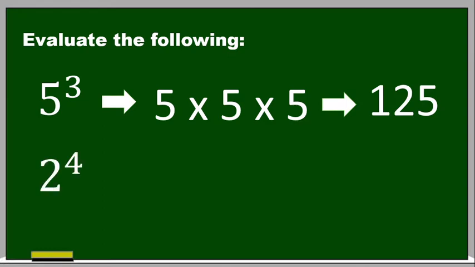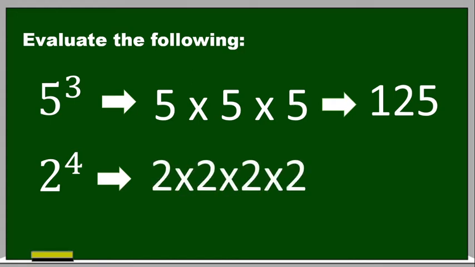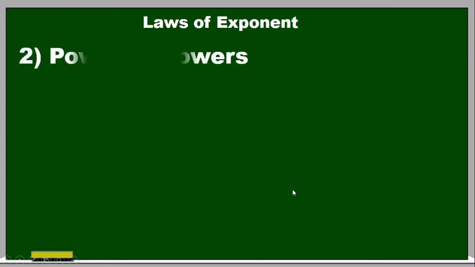Next, we have 2 raised to the fourth power. The exponent is 4 and it tells the number of times you are going to make your base a factor. And that is 2 times 2 times 2 times 2 and the product is 16 because 2 times 2 is 4, times 2 is 8, 8 times 2 is 16.